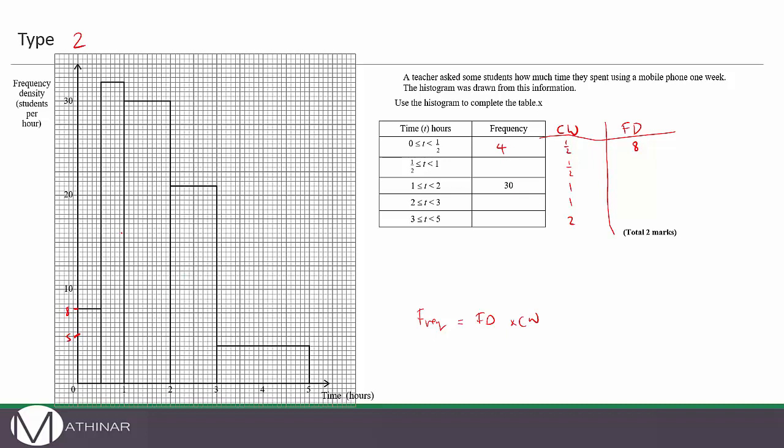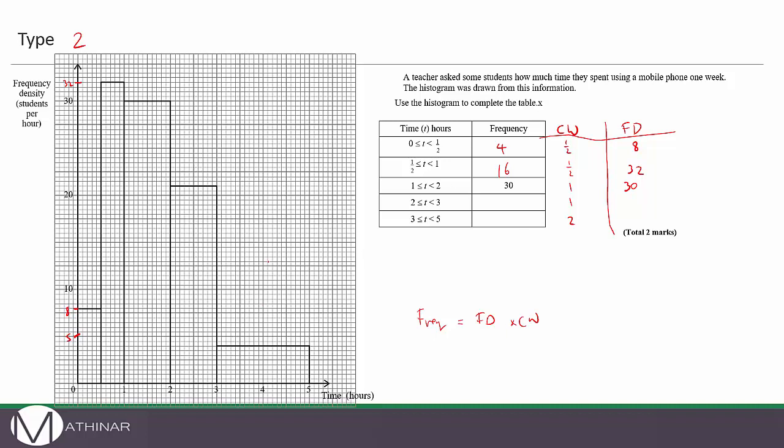Have a look at the frequency density of the next bar from half to 1. That's 30, so that's 32, 31, and that's 32. 32 times a half will give you 16. The next one, the frequency density of 1 to 2 is exactly 30. And 30 times 1 is 30, and the answer is already there for us. So we can almost verify that we're doing this correctly.